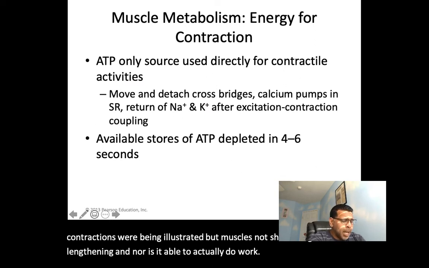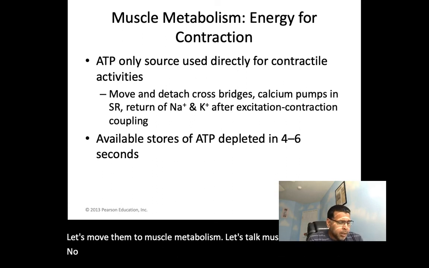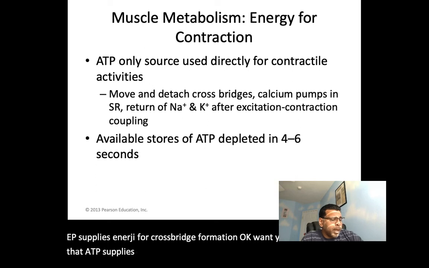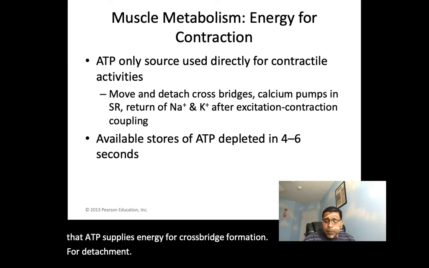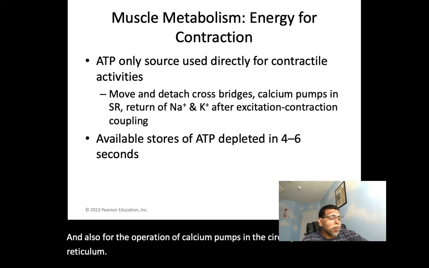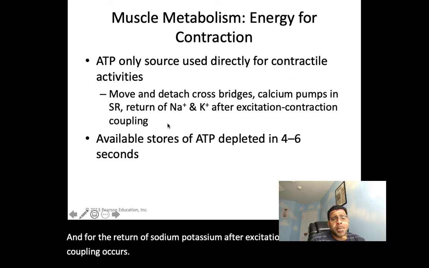So let's move to muscle metabolism, providing energy for contractions. ATP supplies energy for cross-bridge formation, for detachment, and also for the operation of calcium pumps in the sarcoplasmic reticulum, and for the return of sodium and potassium after excitation-contraction coupling occurs, the sodium-potassium ATPase pump.